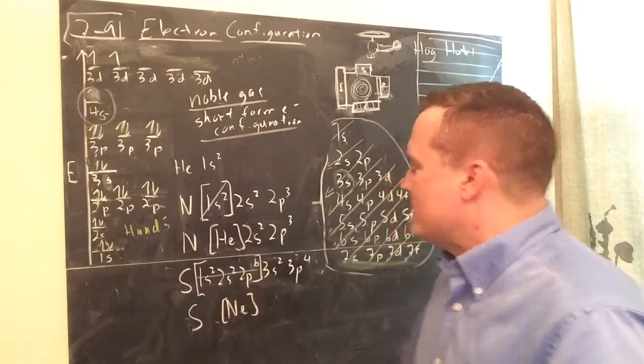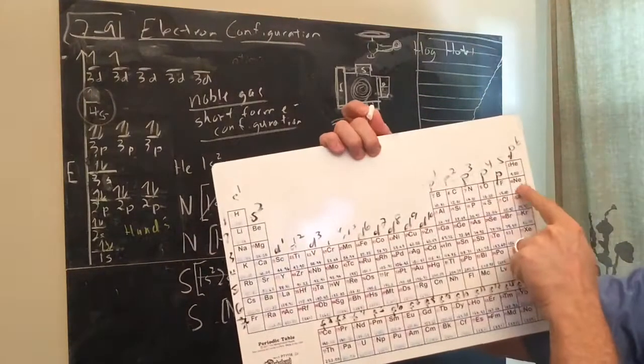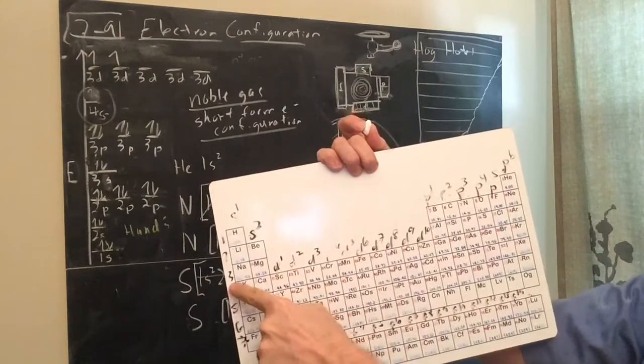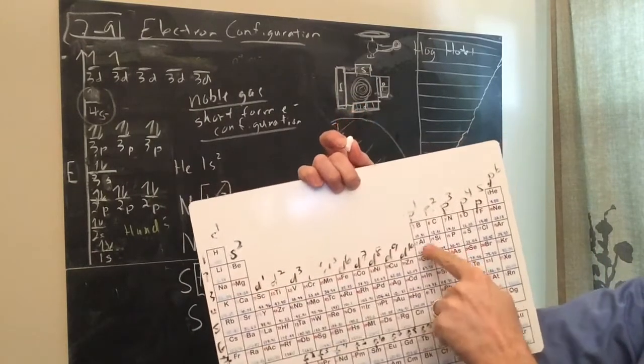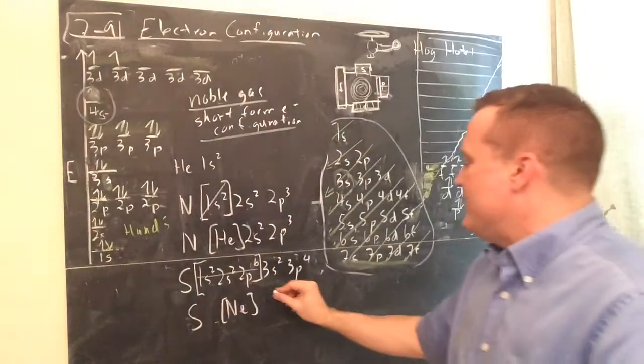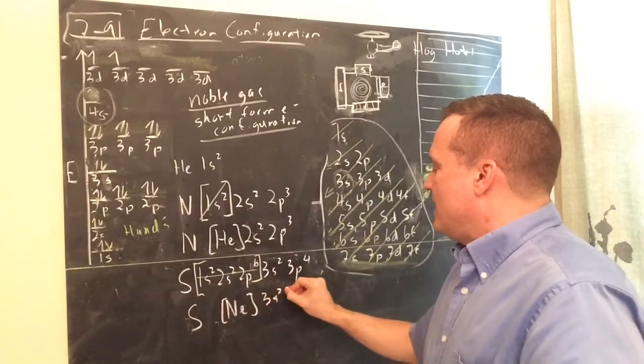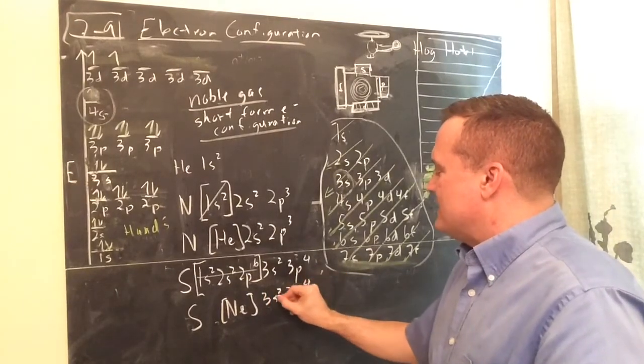Another way to look at it is this way. Sulfur's configuration is just like neon, but then we have to add 3s2 and 3p4 onto that. Aha! Now you can see how that kind of helps.